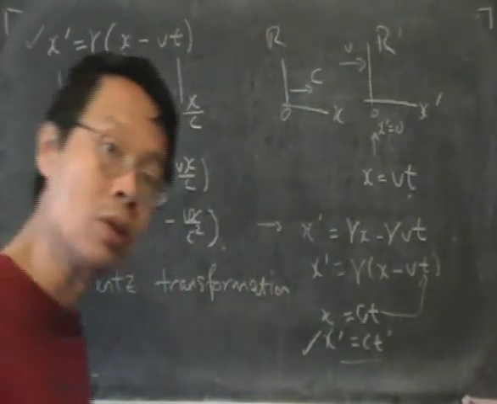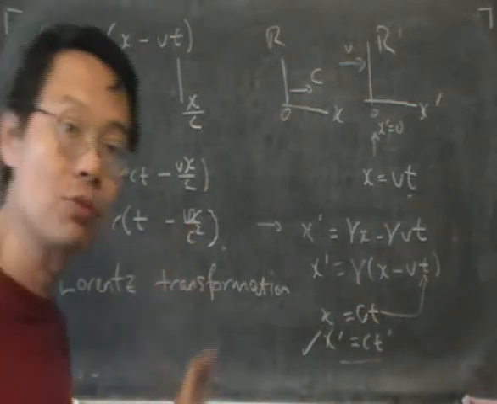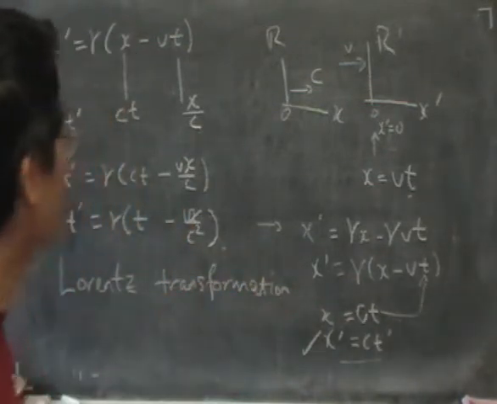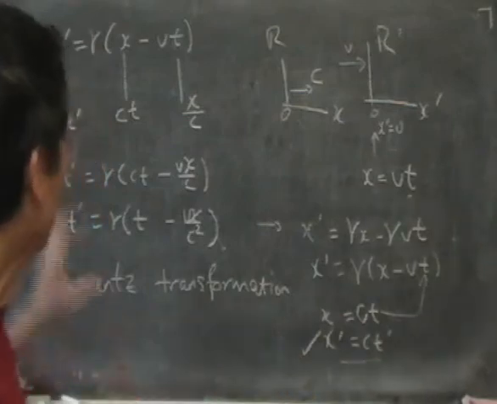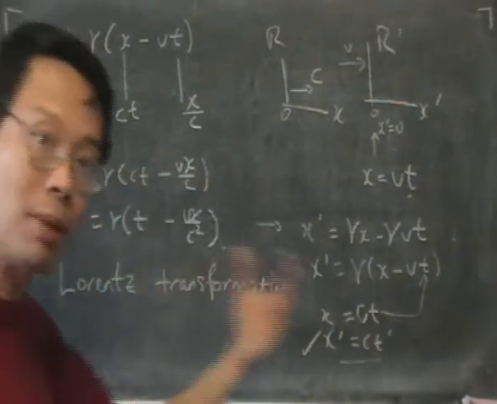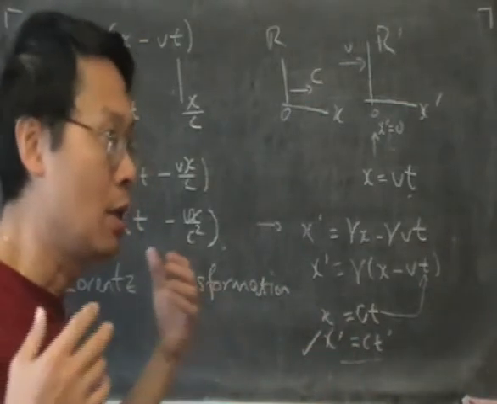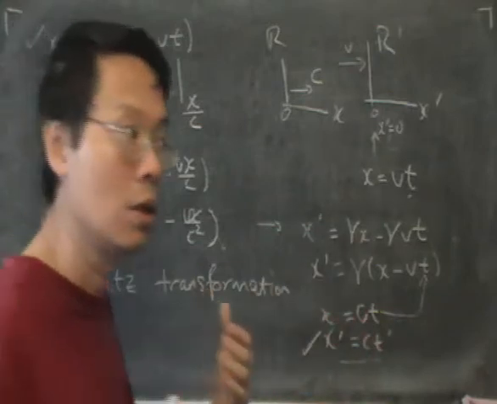As opposed to the Galilean transformation, which assumes that the time at different frames is the same and light can have different speeds. So now we have a transformation in which the light speed is the same in all frames of reference, however you're moving, whether you're running with the light or towards the light.